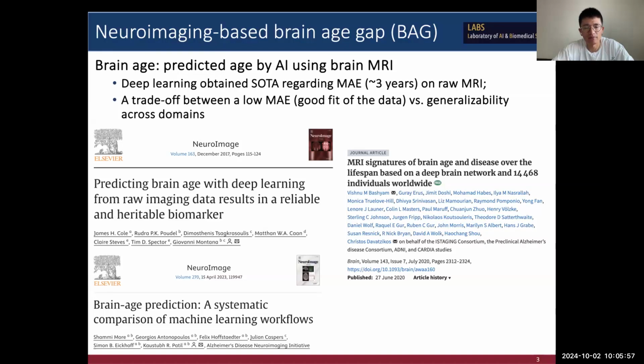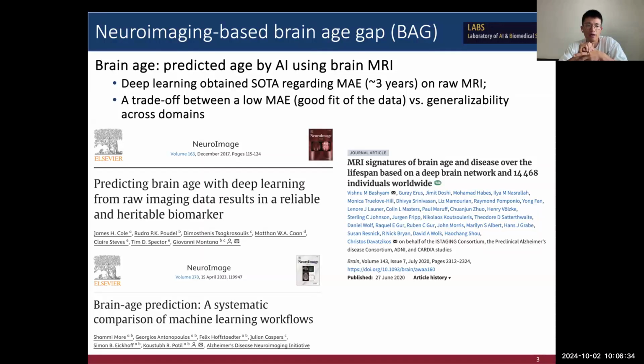Brain age has been a popular topic in the field, like I mentioned. A deep learning model, like a neural network trained on voxel-wise imaging, can obtain a pretty low mean absolute error, nearly 3 years, on raw MRI data. Previous research also found a trade-off between a low MAE, meaning your model fits your data pretty well, versus generalizability across domains.